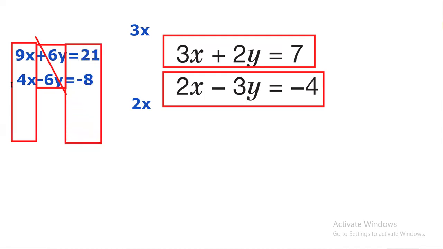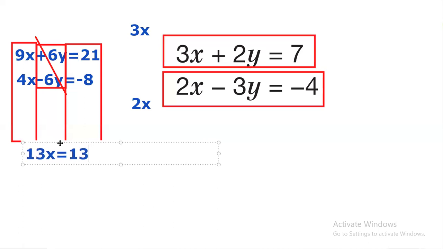So the first ones, 9x plus 4x is going to be 13x. That's right here. And then 21 minus 8. Focus on addition and subtraction. Don't make mistakes because of simple calculations. So 21 minus 8 is going to be 13. Very good, 13. So 9 plus 4 is 13, and 21 minus 8 is 13.